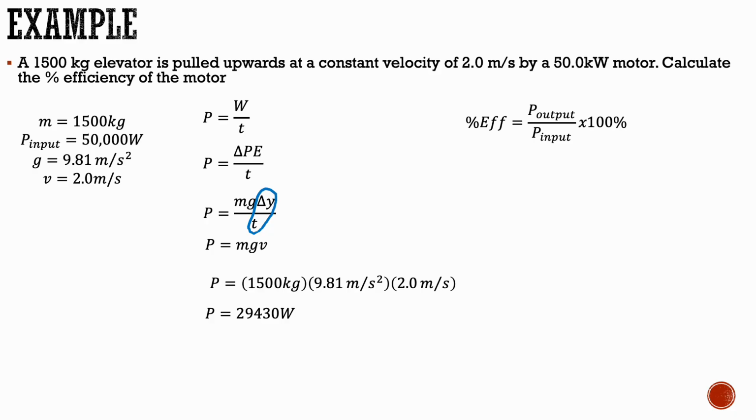Now our percent efficiency is power output divided by power input. We'll multiply by 100 and add a percentage symbol. Our output we just calculated, our input we're given. Calculating that gives us an efficiency of 59%.